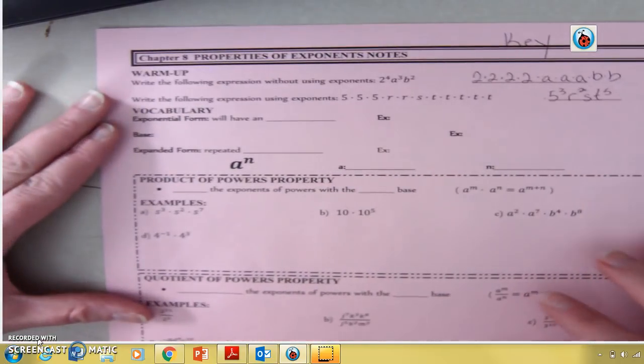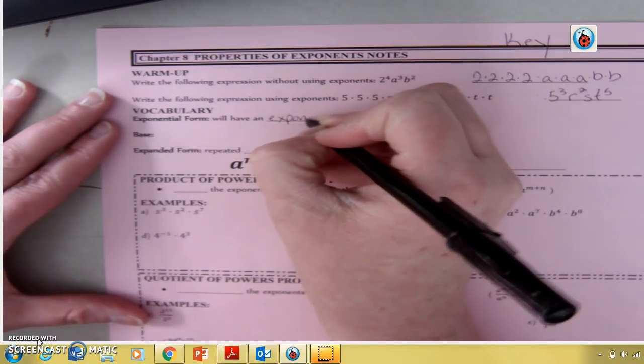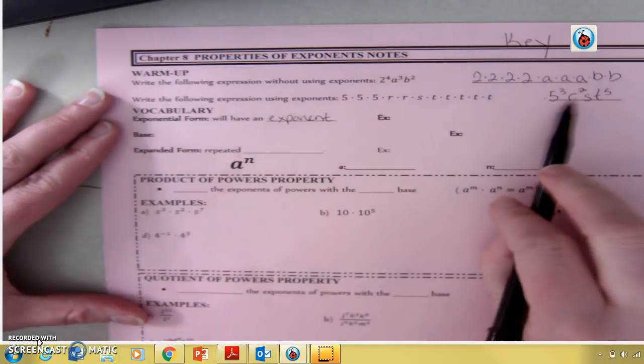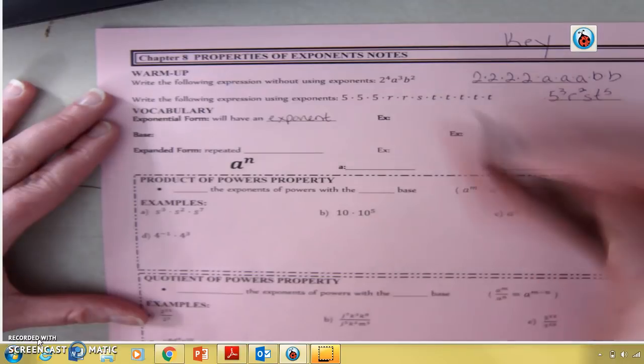Okay, so understanding a little bit of the vocab that we're going to see. Exponential form just means it will have an exponent with it. So back up to our warm-up, this is exponential form, and this is exponential form. It has an exponent, so anything with an exponent.